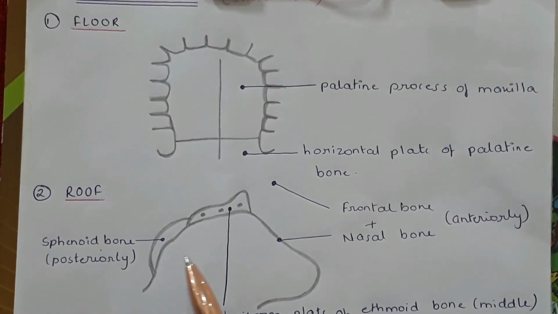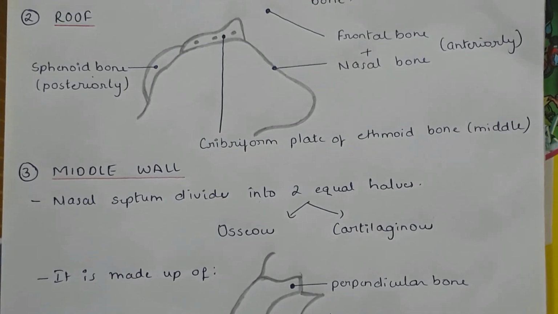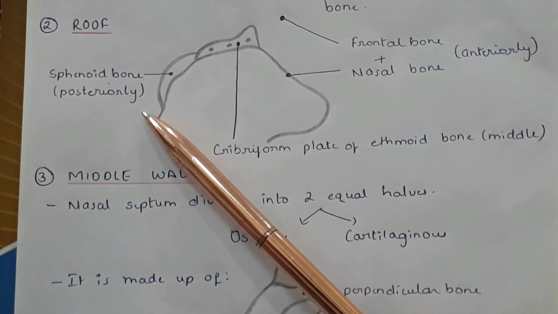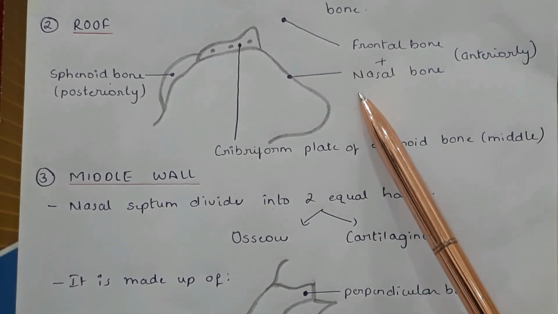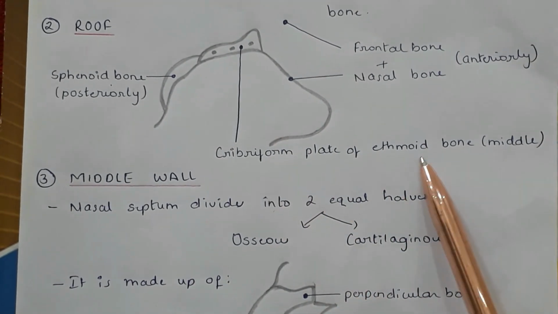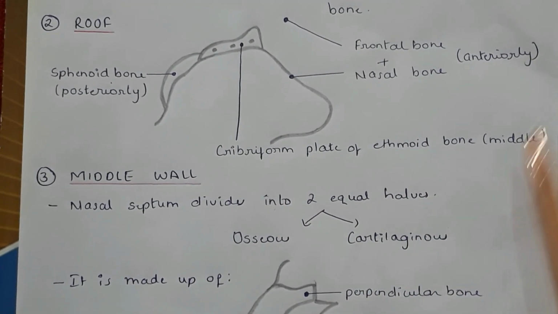Secondly, we have the roof. The roof includes the sphenoid bone posteriorly, the frontal bone and the nasal bone anteriorly, and the cribriform plate of the ethmoid bone in the middle.